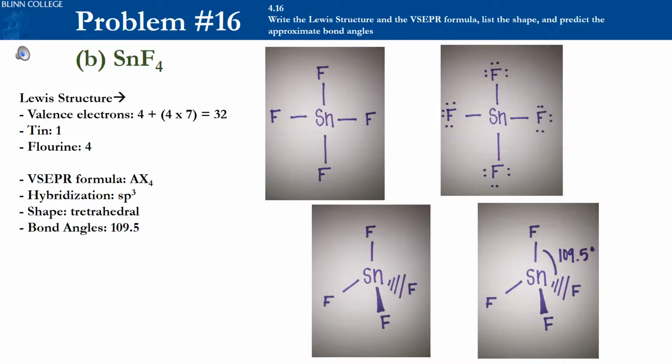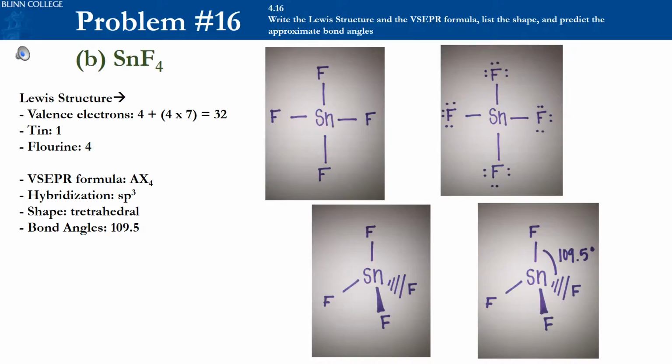Alright, so part B of problem number 16, we're going to do the same thing. First, we're going to find the total number of valence electrons, which is 32. Then we're going to draw the skeletal outline of SnF4 by looking at the molecular formula. From that, we know that Sn is in the middle, and then you put the 4 fluorines on each side of Sn. Next, you'll distribute the valence electrons to each of the atoms.